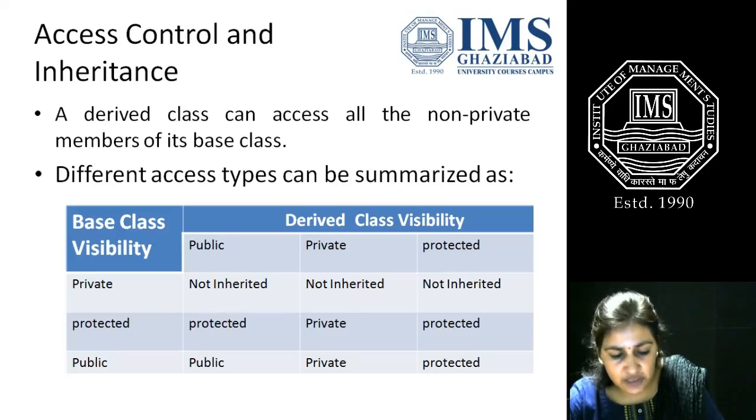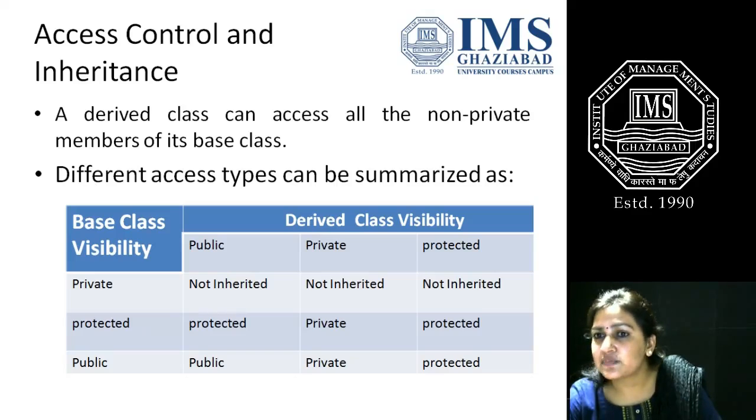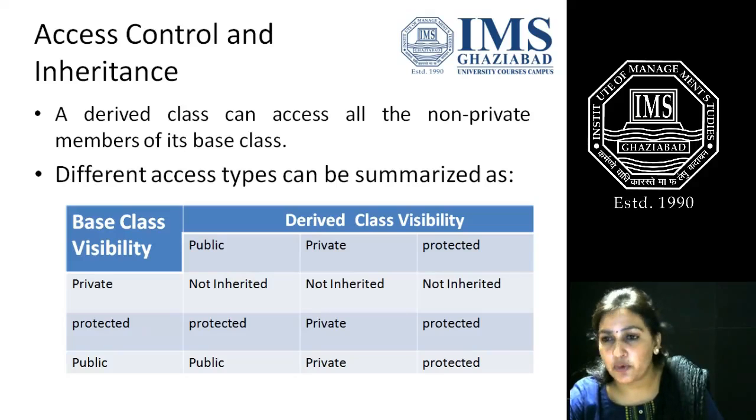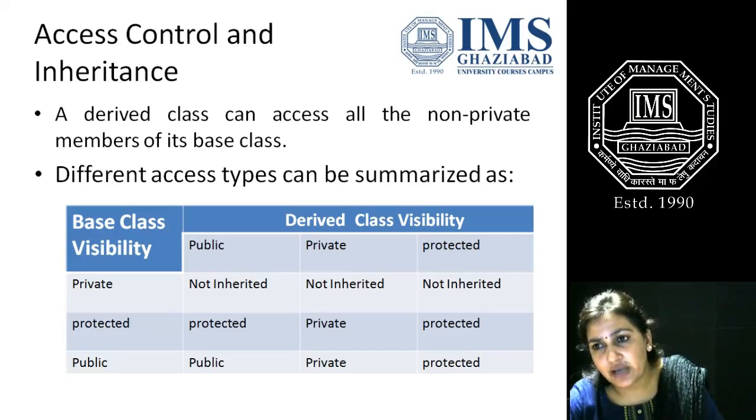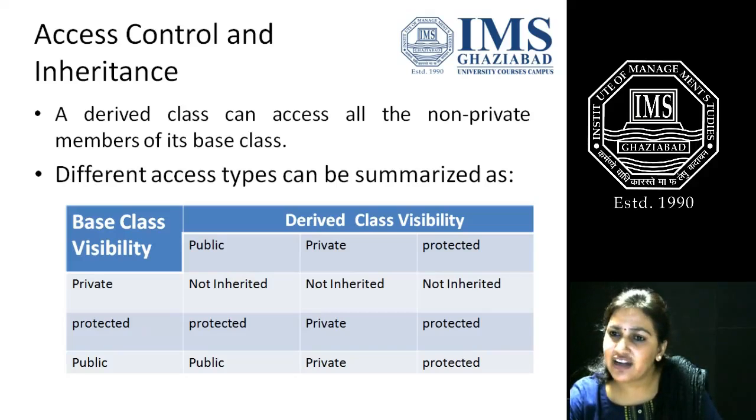Next, if visibility mode is private, then again private members will not be inherited, but both protected and public members become private in the derived class. Next and last is protected mode. If visibility mode is protected, then again private members will not be inherited, but the public and protected members of the base class will become protected in the derived class.